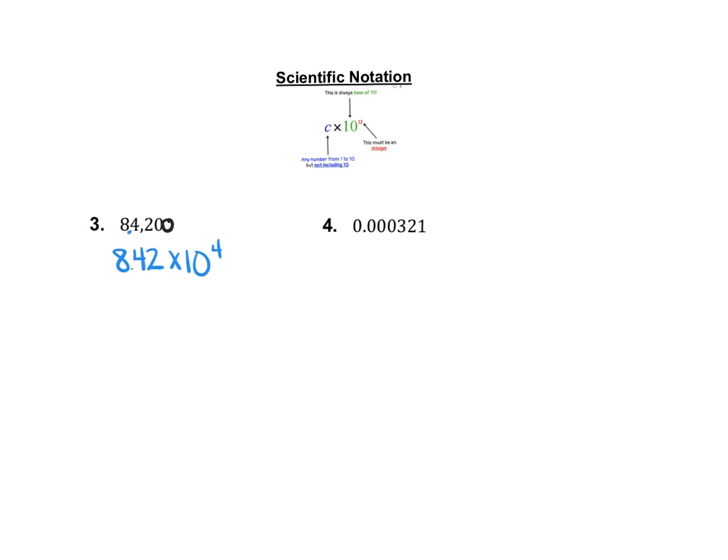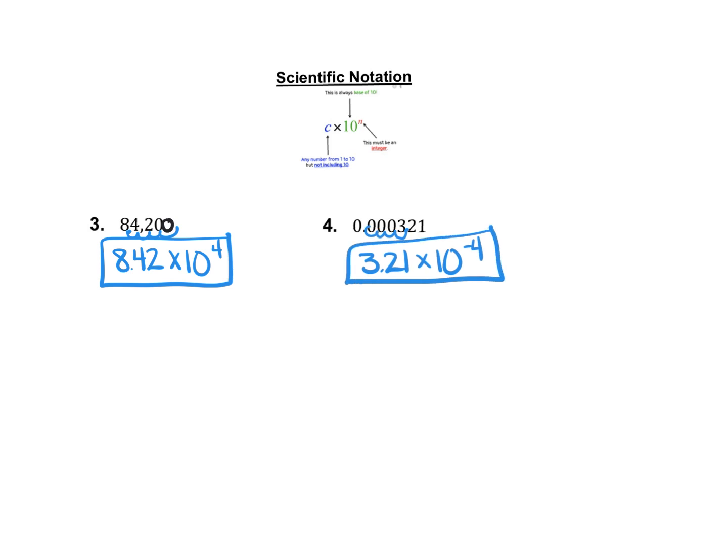All right, so we placed the decimal between the 8 and the 4. So we have 8.42, and we also noticed that this number was greater than 1. So we knew we had a positive exponent, and it's 1, 2, 3, 4 to put it back. So 8.42 times 10 to the 4th. Now for our next one, we place the decimal between the 3 and the 2. We noticed that the number was between 0 and 1, so it's a negative exponent. And then 1, 2, 3, 4 to put it back. And so we have 3.21 times 10 to the negative 4 power.